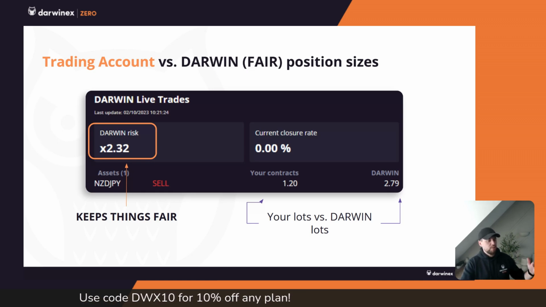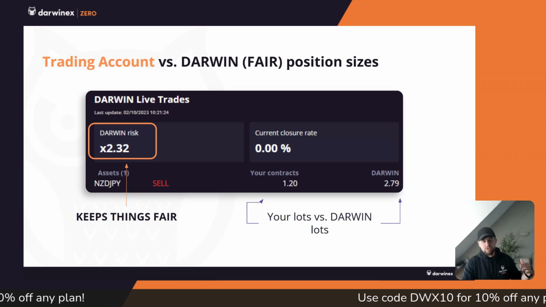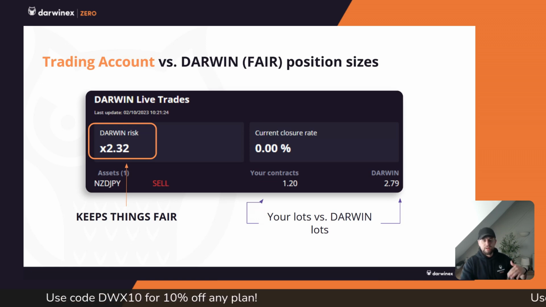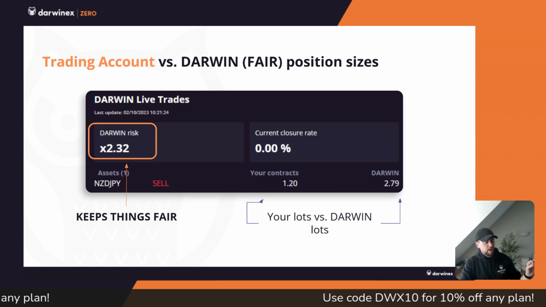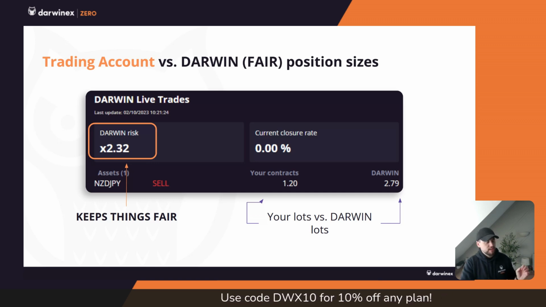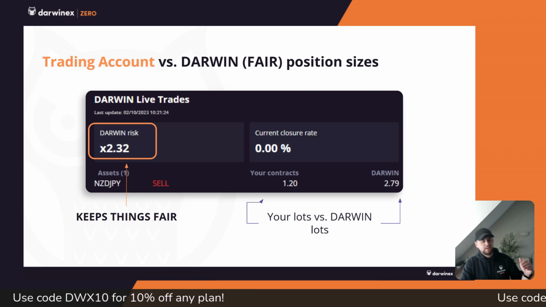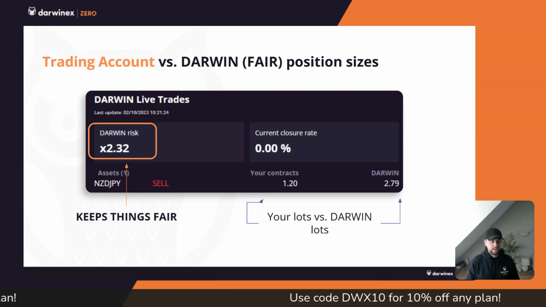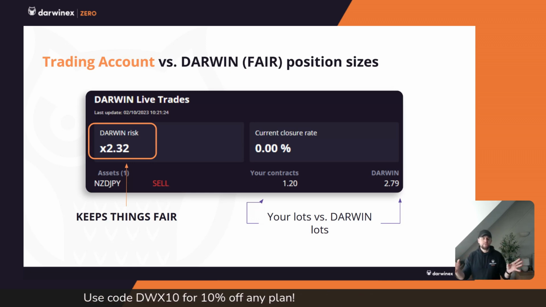So you can see your Darwin risk in this example is 2.32x. Now, this would tell me that the trader is probably, I don't know, trading at 2% value at risk, maybe 2.5% value at risk. They're definitely under 6.5% because they're actually being scaled up. So you can see they're in a trade, New Zealand dollar against the yen. They're in a short trade, sorry. They traded 1.2 contracts and their Darwin's actually traded 2.79 contracts. So you can see exactly on a trade-by-trade basis what size you traded and how that's been reflected in your Darwin.